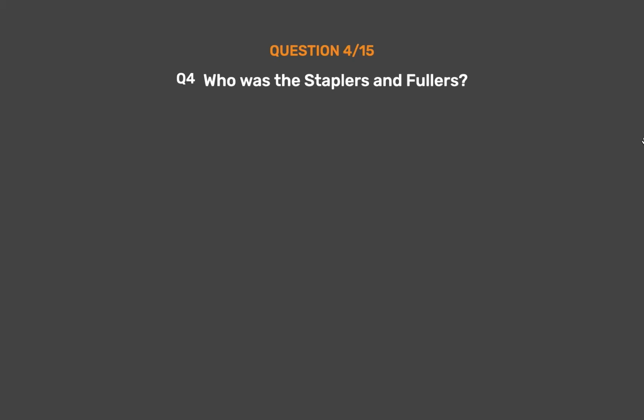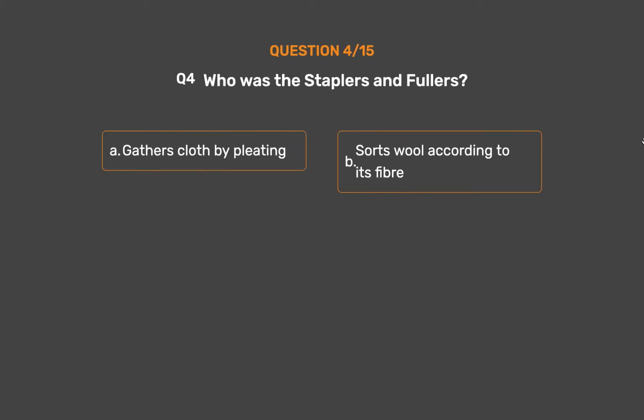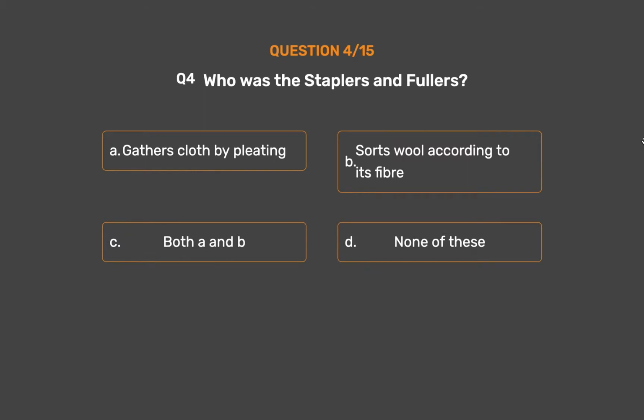Question number 4. Who was the staplers and fullers? Option A. Gathers cloth by pleating. Option B. Sorts wool according to its fiber. Option C. Both A and B. Option D. None of these.